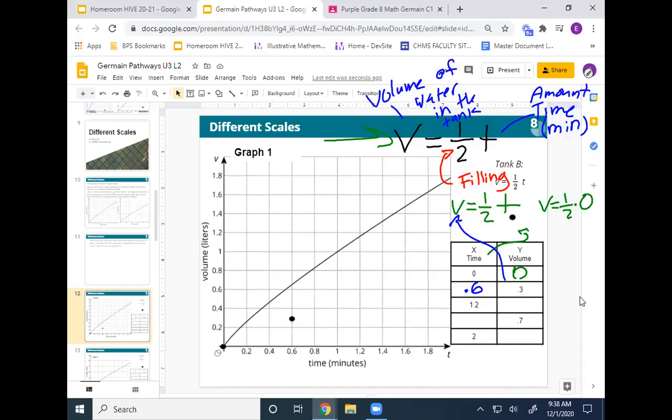Nice job, Sam B. It's going to be 0.6. So when the time is 1.2 minutes, the volume is going to be 0.6 liters. So that means I need to go over to 1.2, up to 0.6, and put my point. So I have 3 points on my graph now.